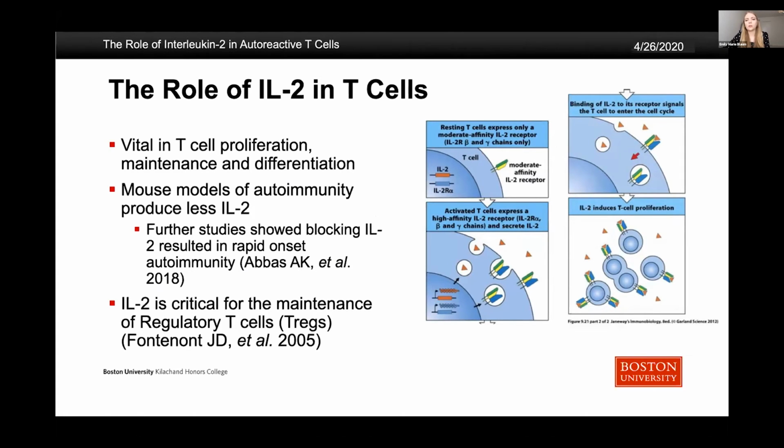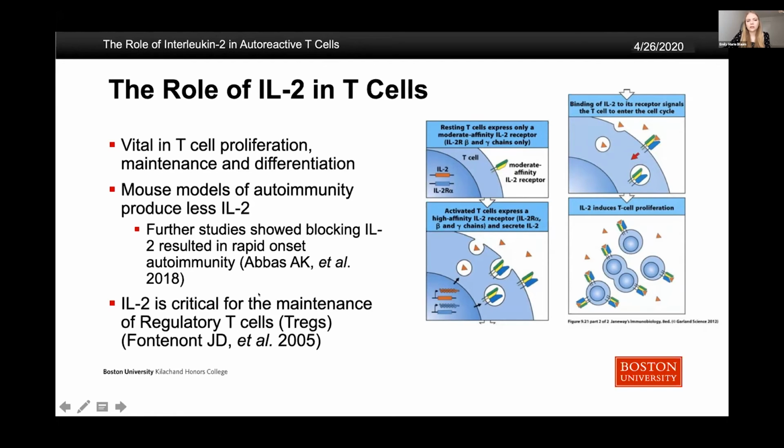So I've spent a bit of time explaining what T cells are and their role in type 1 diabetes, but I want to also talk briefly about the role of IL-2 in T cells and also in autoimmunity in general. IL-2 is vital for T cell proliferation, maintenance, and differentiation. On the side over here, I have a diagram of how IL-2 generally works for a T cell. The T cell becomes activated and it begins producing IL-2 and producing a high affinity receptor. And the IL-2 binding to and signaling through this receptor induces T cell proliferation, producing a bunch of identical daughter cells during an active immune response.